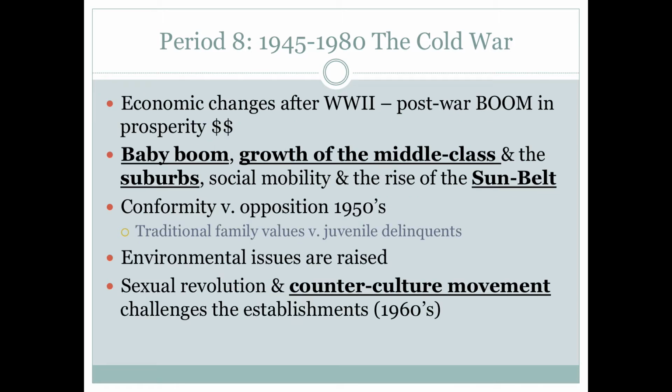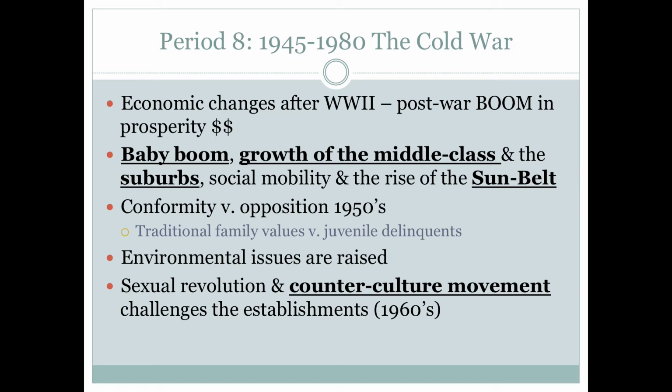There's also a massive economic explosion in the United States after World War II. This post-war optimism, a post-war boom and prosperity. The 1950s saw this massive growth of the middle class. A baby boom happens. More children born in the United States during this time period, the mid-1940s and early 1960s, than any other time period in America.